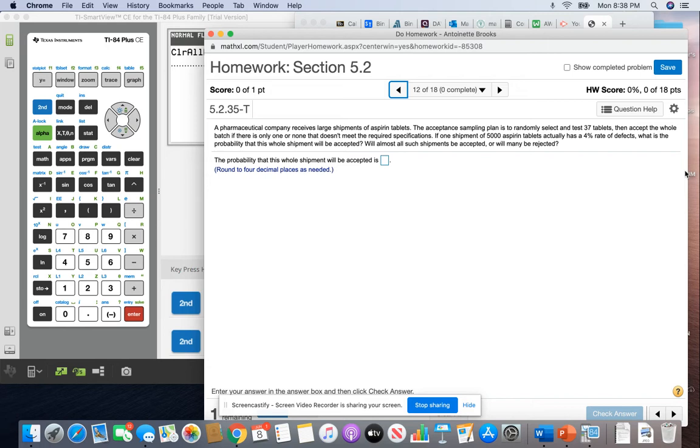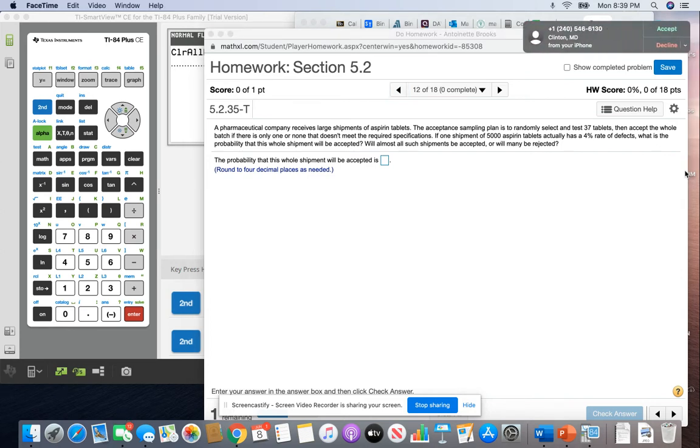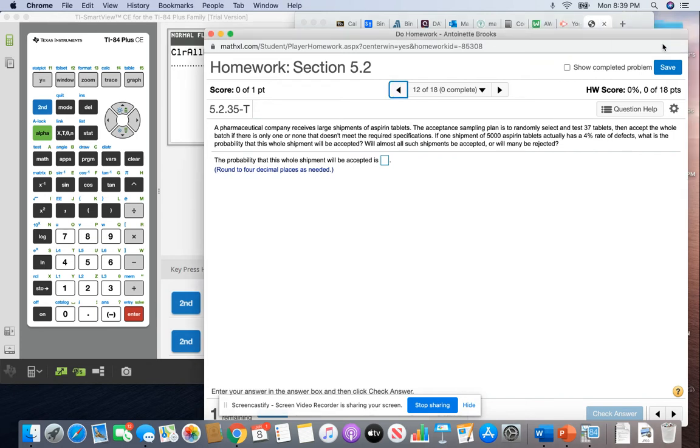If one shipment of 5,000 aspirin tablets actually has a defective rate, of course, it always happens, a 4% rate of defects, what is the probability that the whole shipment will be accepted, and will almost all such shipments be accepted, or will many be rejected? So let's go. The probability that the whole shipment will be accepted.